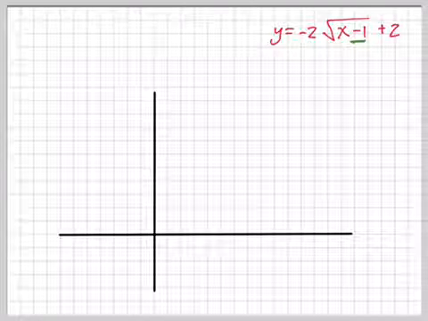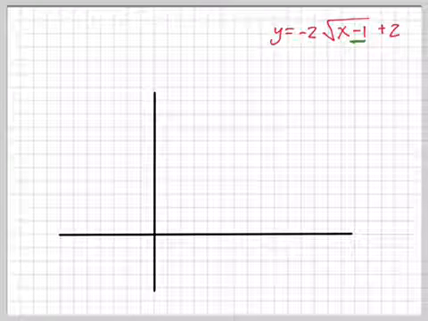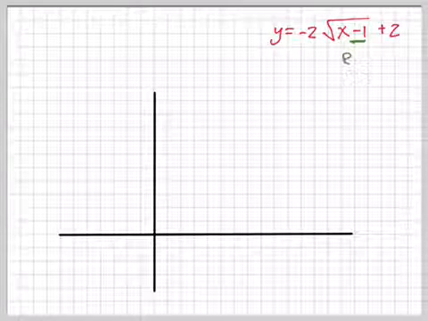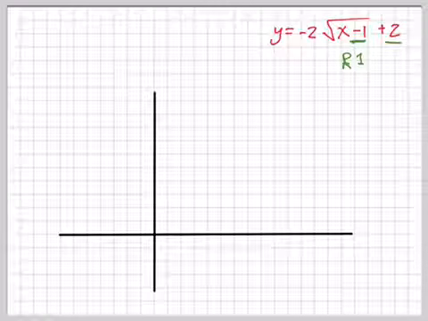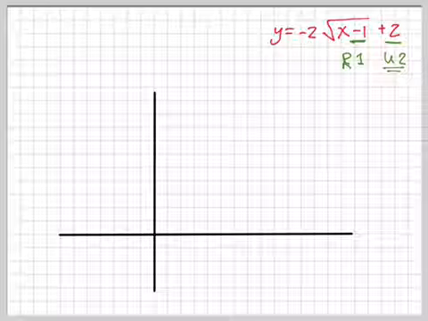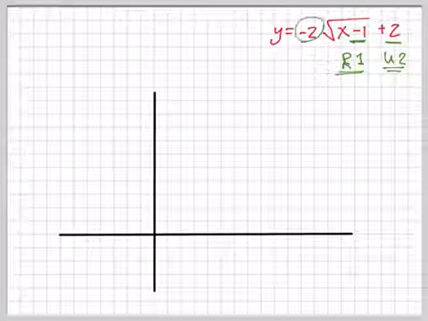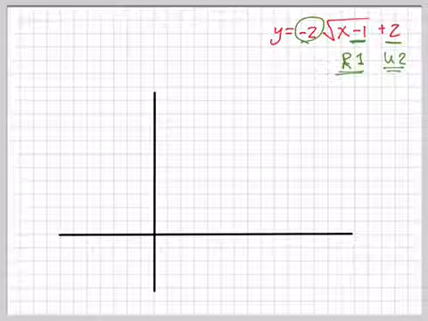This is going to move your basic graph which way? To the right one. It's going to move it right one. This plus 2 is going to move it where? Up 2. Good. And this 2 here is going to do what? We haven't talked about it yet, but what do you think it's going to do?